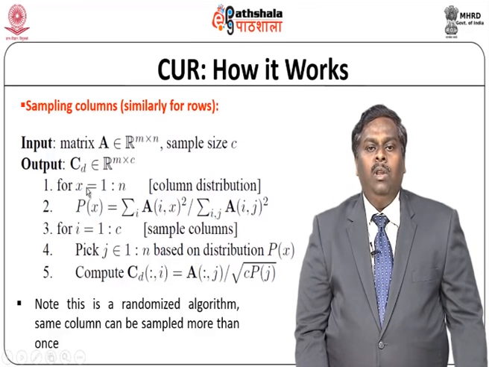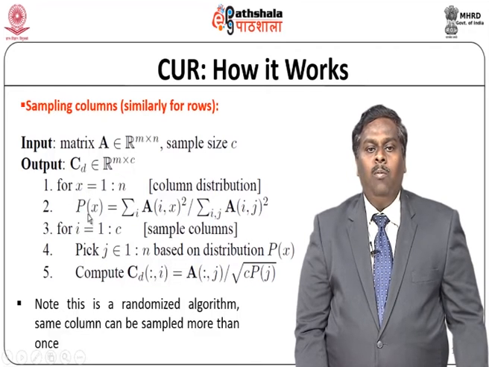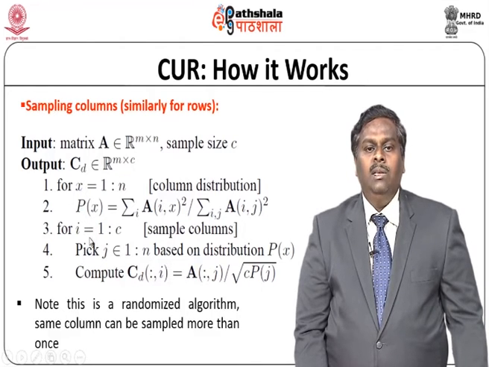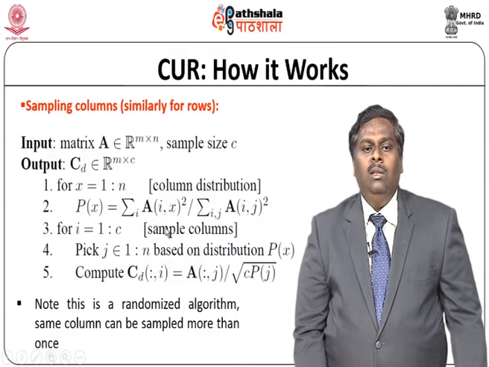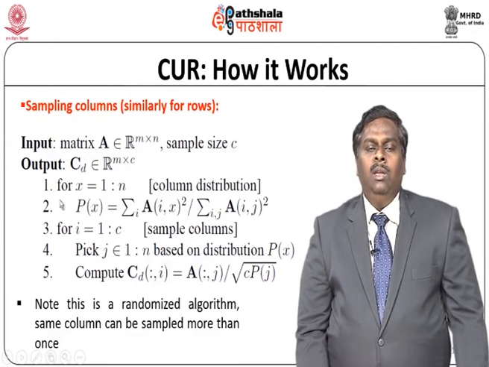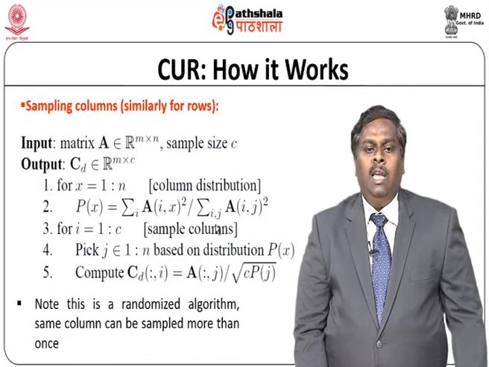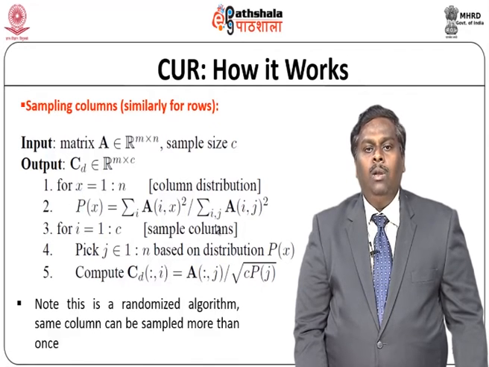So, for each and every column, we calculate the probability value, and for each of the sample columns we select an element based on this probability distribution, and accordingly you calculate the C matrix. Now, this is actually a randomized algorithm, because the same columns can be sampled more than once.